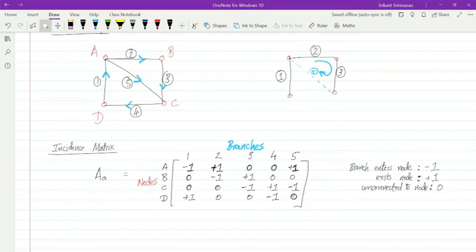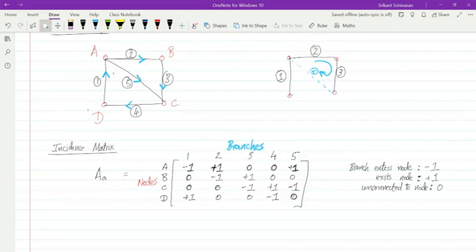Correct. So the point is that whenever you have a branch, the columns are branches, right? And what is a branch? A branch is a connection between two nodes. It is exiting one node and entering one node. Branch 2 is exiting A and entering B. Branch 3 is exiting B and entering C. So whenever a branch exits someplace, it has to enter someplace. So when it's -1, that means it's entering A, and +1 means it's exiting D.